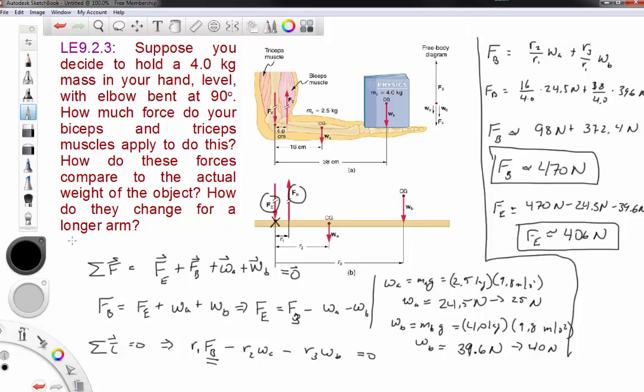The other part was how do these forces compare with the actual weight of the object being held? Well, 470 is almost 10 times more. In fact, it's more than 10 times more than 39.6. And this is also about 10 times what this one is. So you need about 10 times as much force here as what you're lifting here. Suppose the arm were to get longer. What would happen? Well, basically, you'd end up needing even more force here and here.